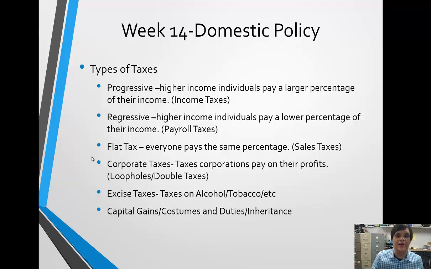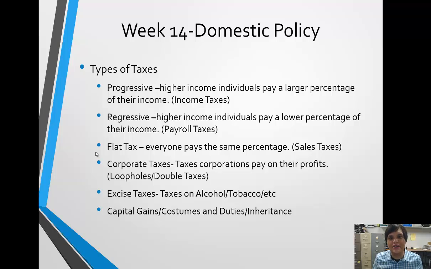Flip that, and we get into regressive taxes. Regressive taxes say the less you make, the more you pay, and the more you make, the less you pay. Higher income individuals actually pay a lower percentage of their income with a regressive tax policy. And the example that I gave you here was payroll taxes. Remember, as soon as you reach $110,000 in payroll taxes, you don't have to pay any more payroll taxes. So the incentive is to get above $110,000 so that you don't have to pay any more payroll taxes. That's the example of a regressive tax policy.